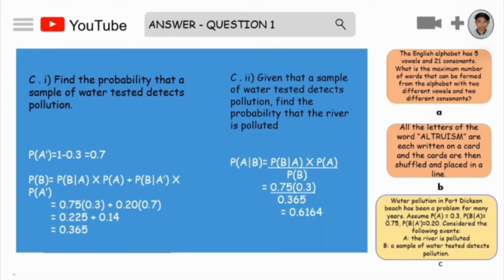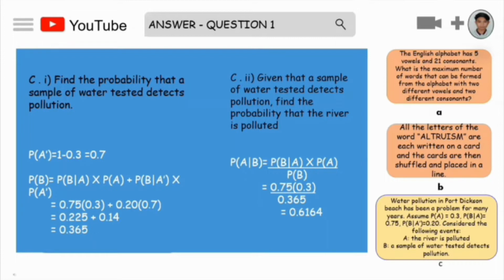C1, to find the probability of B, we need to determine all the probabilities related to P(B). So we will get P(B given A) and P(B given A prime). Next, these probabilities need to be multiplied with their respective priors to find the probability of B. So we will get the answer 0.365.